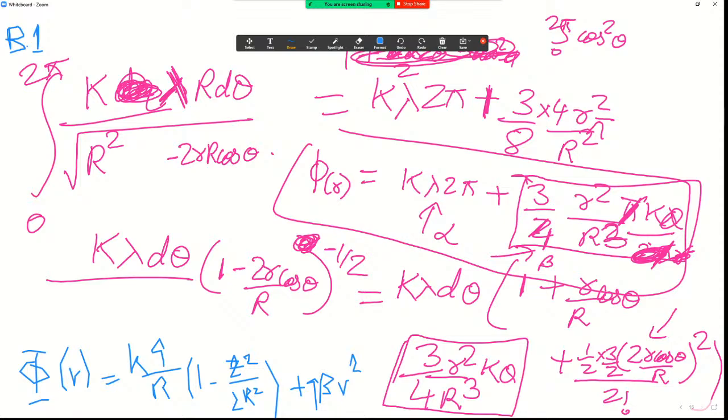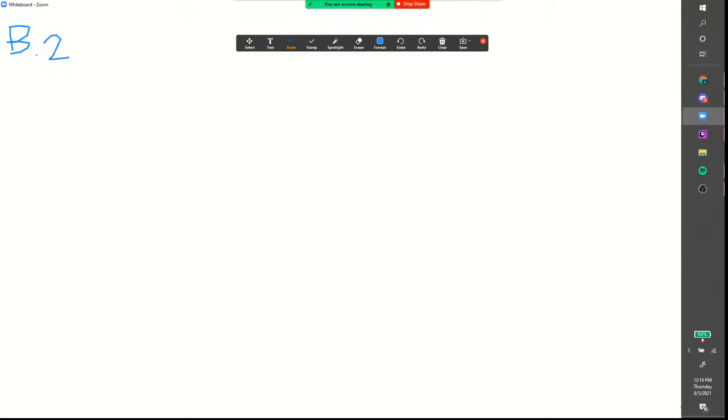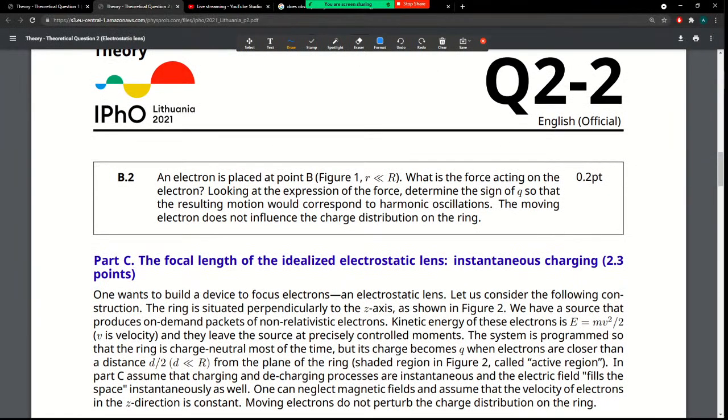We can try the next part then. You can read it if you want. An electron is placed at point B, where r is much less than big R. What is the force acting on the electron? Looking at the expression of the force, determine the sign of Q, so the resulting motion would correspond to harmonic oscillations. The moving electron does not influence the charge distribution of the ring.